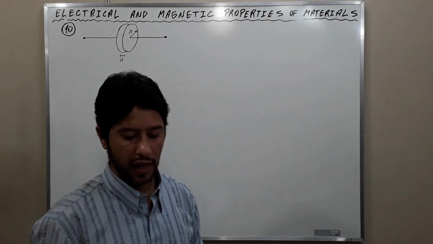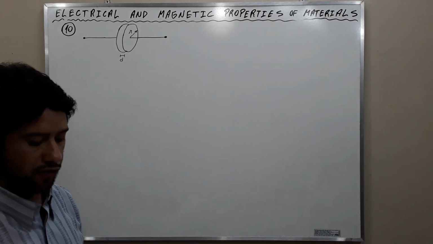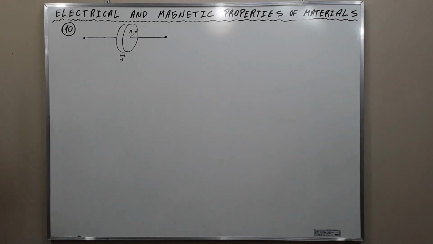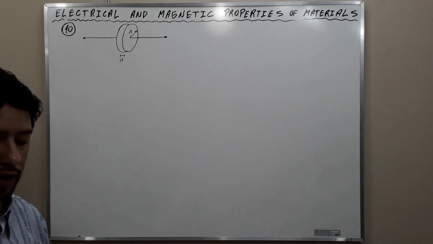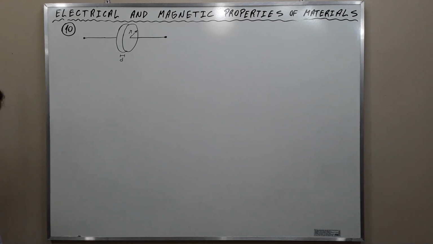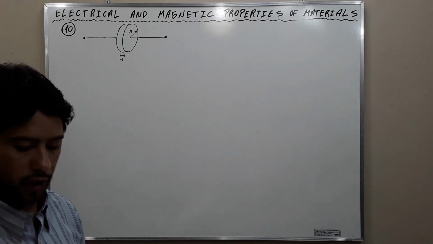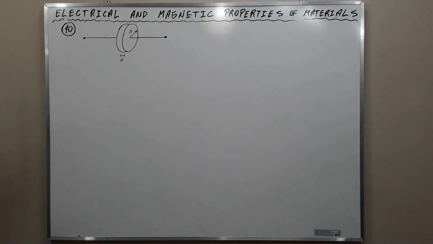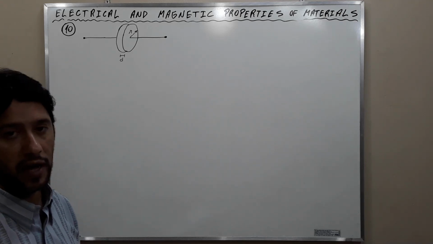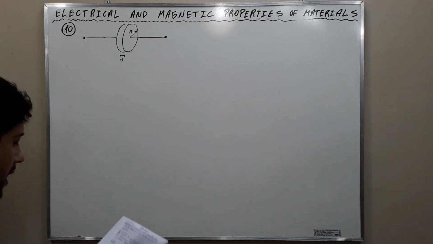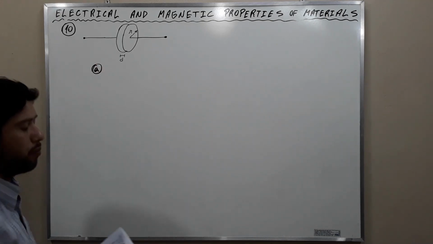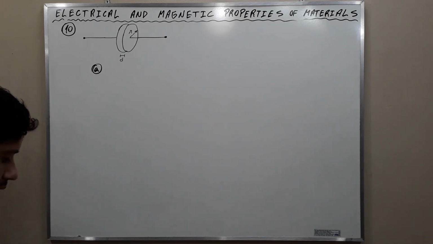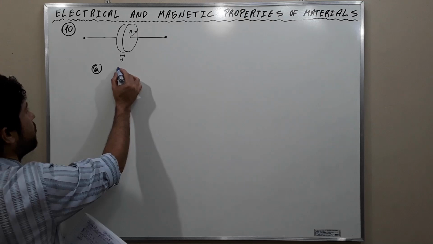Exercise 10: a parallel plate capacitor has circular plates of 8.2 centimeter radius and 1.3 millimeter separation. With this data, the exercise wants us to calculate in letter A the capacitance, and in letter B what charge will appear on the plates if a potential difference of 120 volts is applied. Okay, my friends, this is the exercise. Let's go to the solution. In letter A, we want to calculate the capacitance, and to calculate the capacitance, we need to use this expression here.